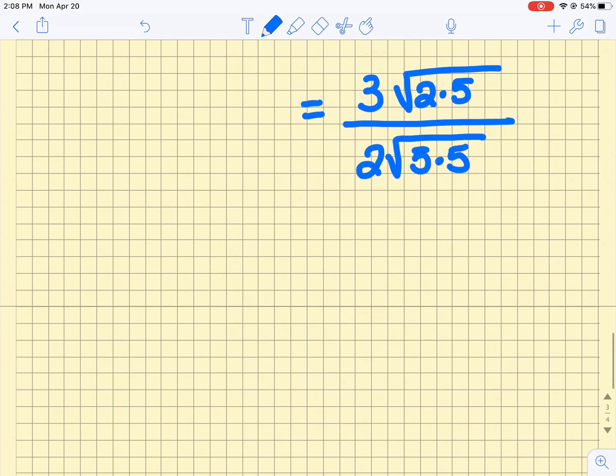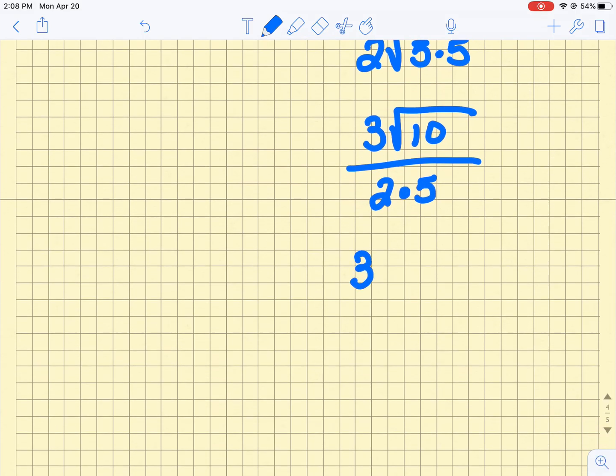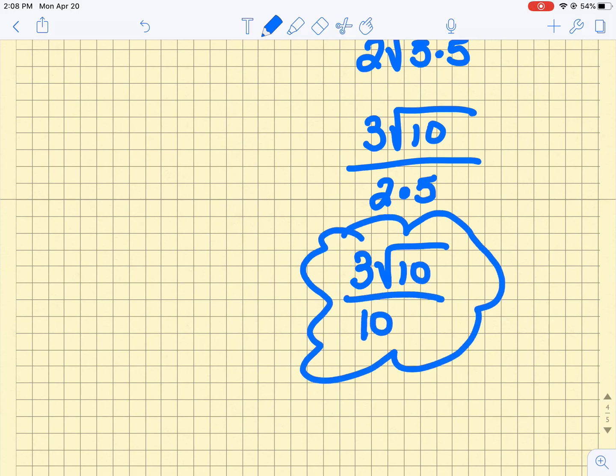In the numerator, nothing can escape, so it's 3 root 10. In the denominator, the 5's can escape. The 2's waiting on the outside. They get multiplied together. And this is 3 root 10 over 10. Now, don't let this fool you. I know it looks like that root 10 and that 10 can cancel. They cannot. Root 10 is not the same number as 10, and you can't just pull it out of there.